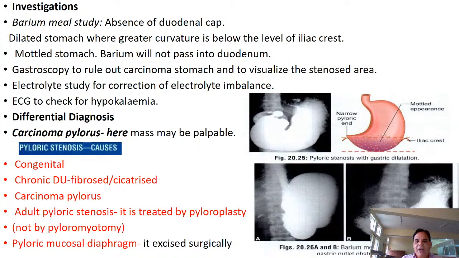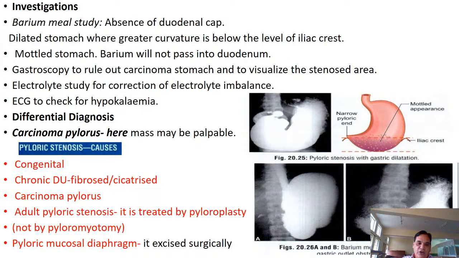In barium, you can find absence of a duodenal cap. If you see in the figure, the duodenal cap is not well formed. Dilated stomach, most important. How do you define a dilated stomach? The greater curvature is below the iliac crest. Simply by the figure you can see it is far below. This goes in favor of GOO. Gastroscopy is always required to rule out carcinoma.